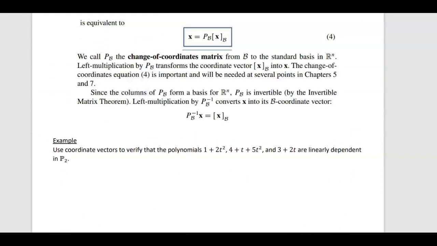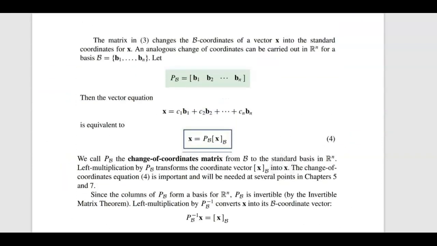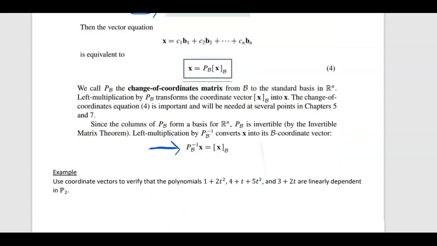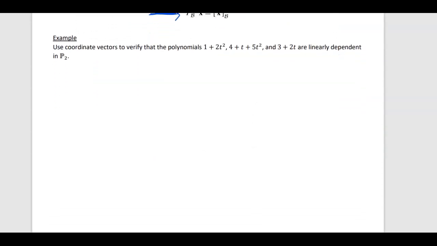And we call that matrix, that collection of our basis vectors, column vectors, we call that the change of coordinates matrix. Now, it must be true because of the invertible matrix theorem that you could find your coefficient vector for x by doing this right here. So let's look at another example. This will be our last one.